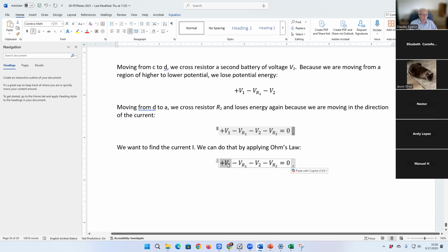V1 is already a number there. Here we do not have a number yet, and here we do not have a number yet. But we can use Ohm's law. That's going to be I R1, and here is going to be I R2. The negative here means that we are losing potential energy. We want to find out the current.